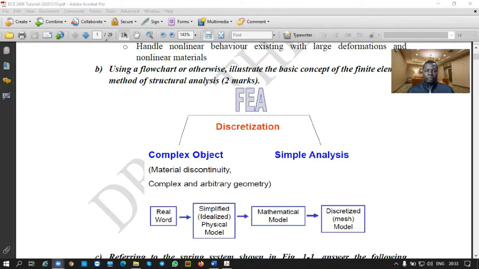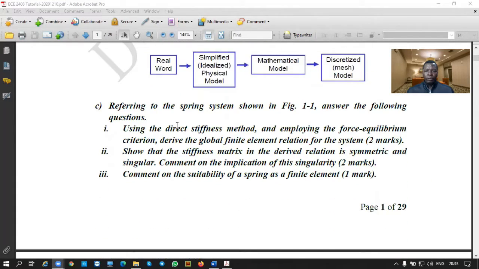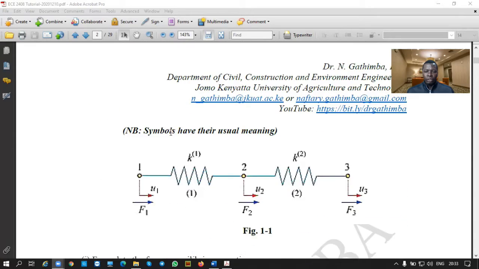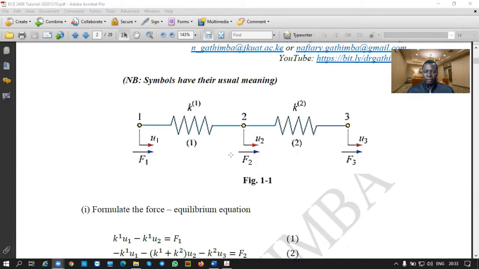Let's see the other part. So they are short questions. Now you are given a figure, a spring system. You found that in the question paper, and you are supposed to answer a number of questions here. So this is the spring system that you were given, figure 1-1.